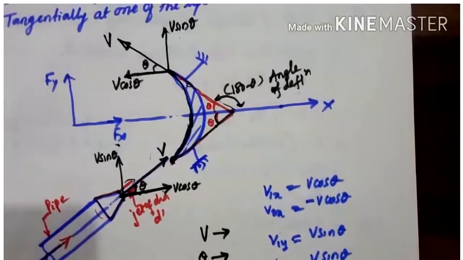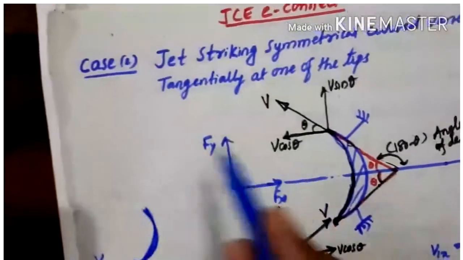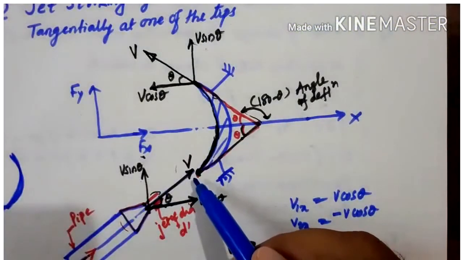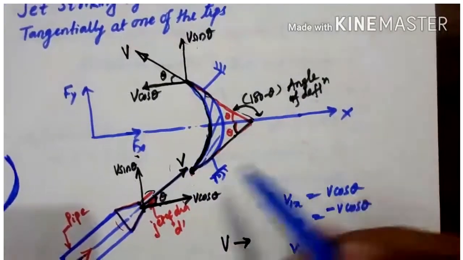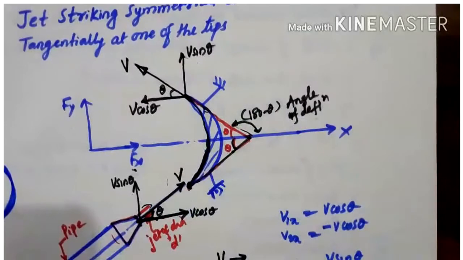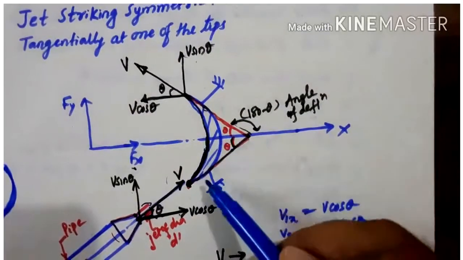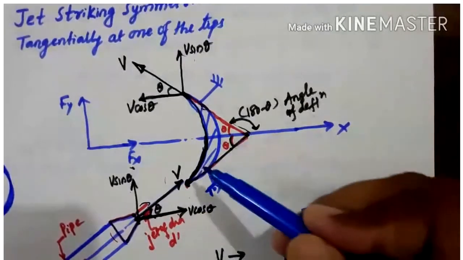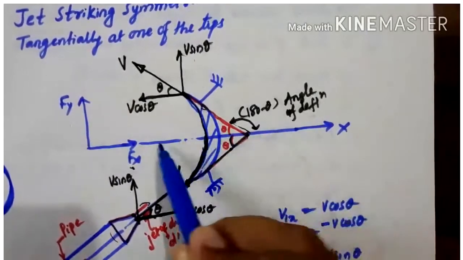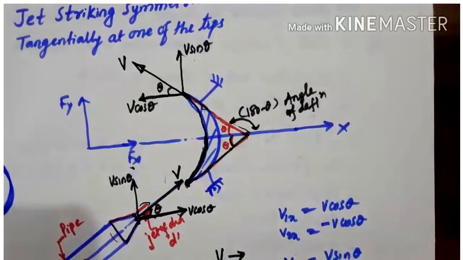In the third case, what do we take? Again the curved vane, striking tangentially at one of the tips, but the vane is kept unsymmetrically. That means the jet will enter with some angle and exit with some other angle. That is the unsymmetrical case. The vane is not symmetrical about the x-axis, that is, not mirror images of one another. If you draw a center line here, this vane is not symmetrical about the x-axis.